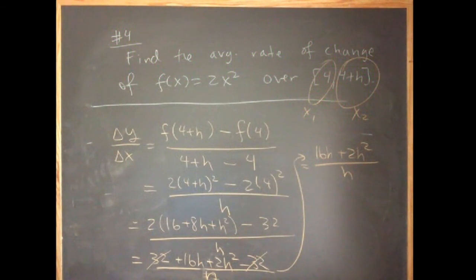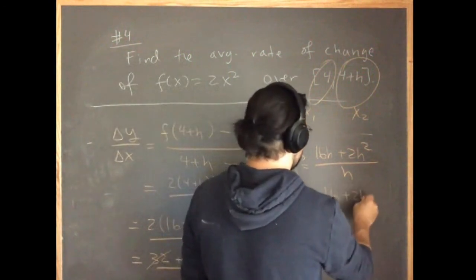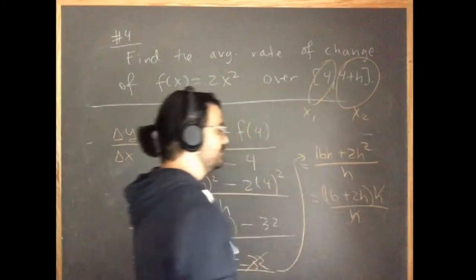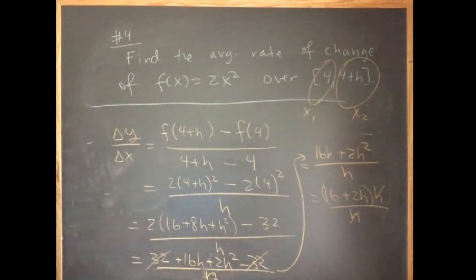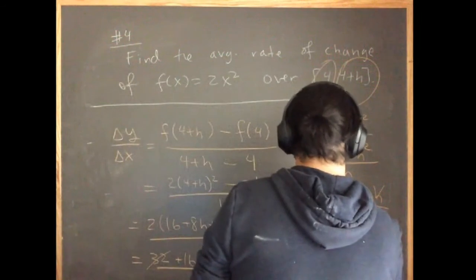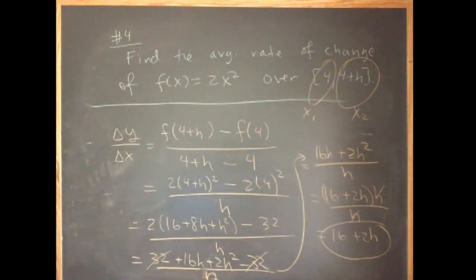In Infinity, they're going to ask you to simplify this. So here we'll factor the h out, and we get 16 plus 2h. That h is getting factored out, and we cancel it out. And we're left with 16 plus 2h. And that's the average rate of change between 4 and 4 plus h, right?